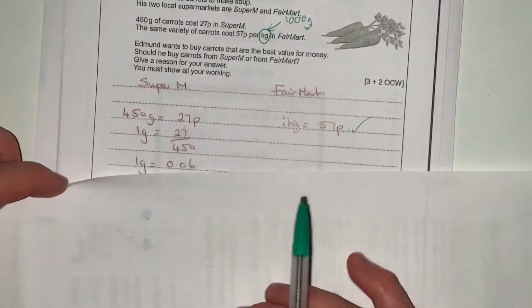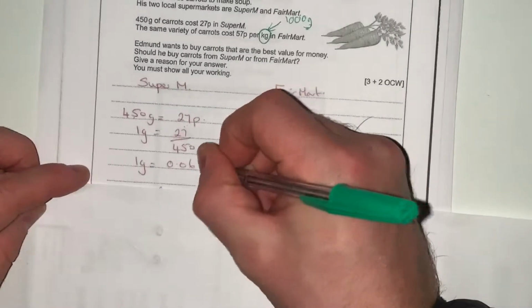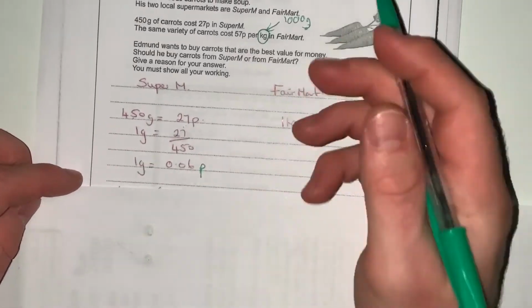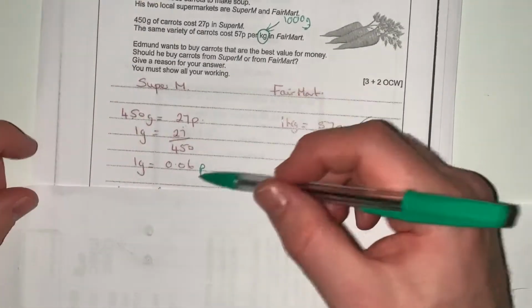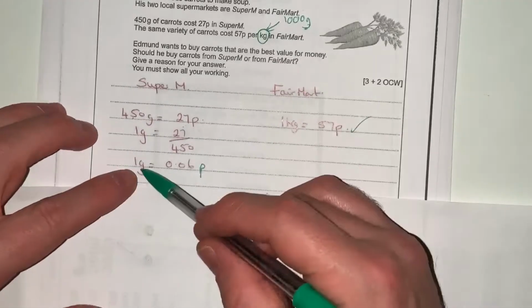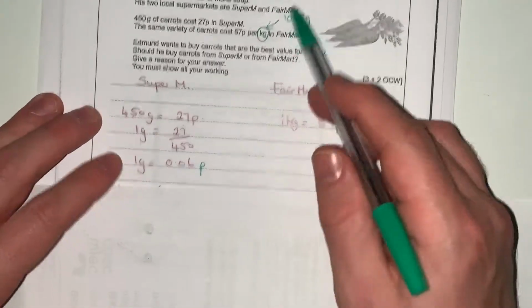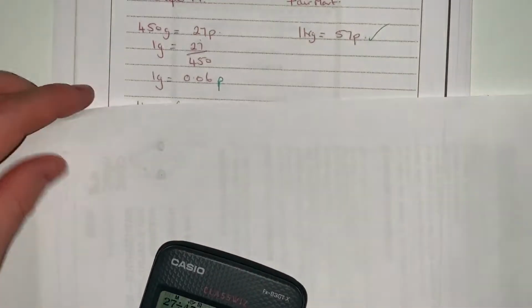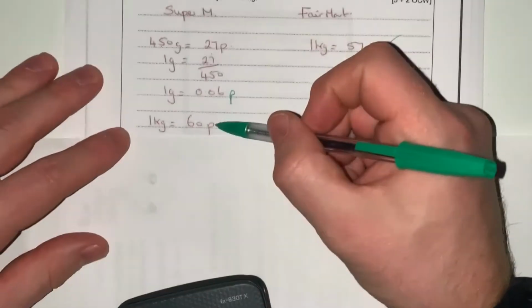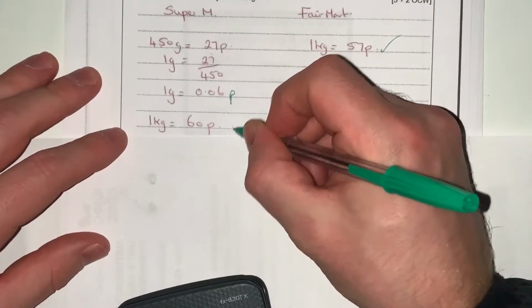So that just tells me it is 0.06 pennies for 1 gram, which makes sense. It's really, really light, so it is going to be really cheap. But now to get this to 1,000, which is what I said here, I simply times that by 1,000, which is going to give me 60 pence. Remember, you've got a calculator, so use one.